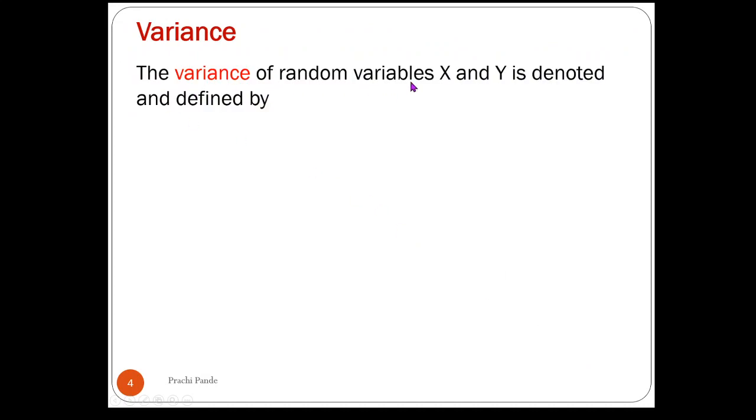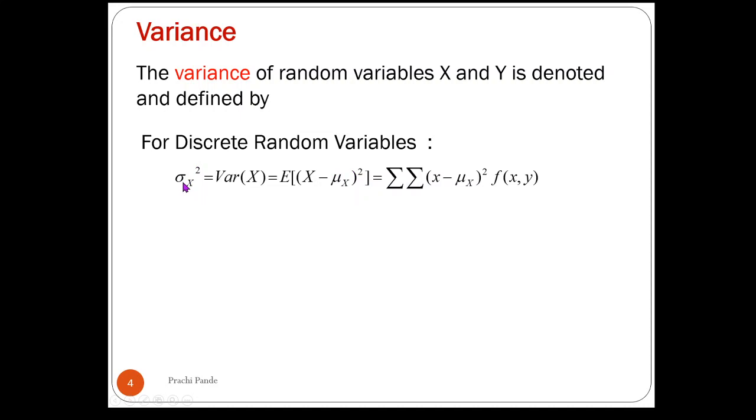Variance. The variance of random variables x and y, for discrete random variables, is denoted by sigma square x, that is variance of x, which is equal to expectation of x minus mu x whole square. Here mu x is the expected value of x, that is the mean of x, and which is equal to double summation over x and y, x minus mu x whole square f of xy, and sigma square y, that is variance of y, is expectation of y minus mu y whole square. Mu y is expected value of y, which is equal to double summation y minus mu y whole square into f of xy.